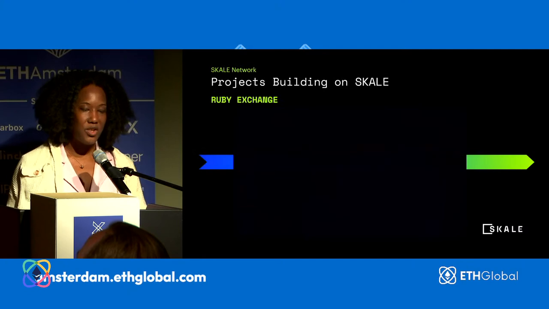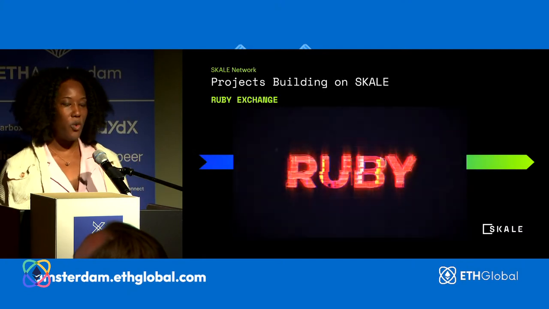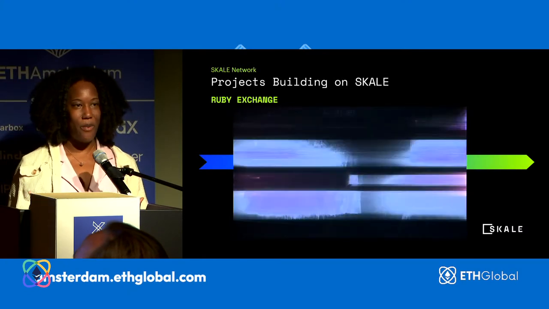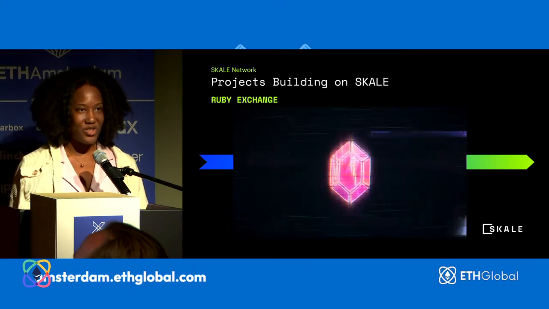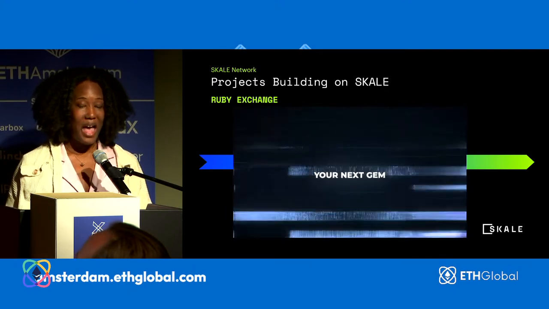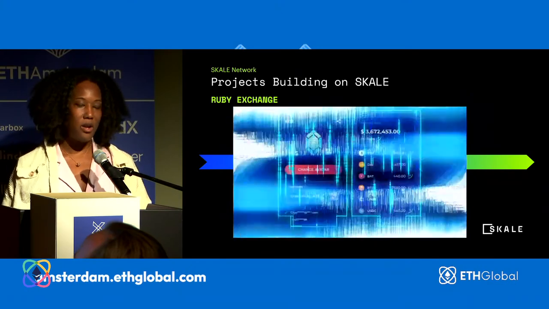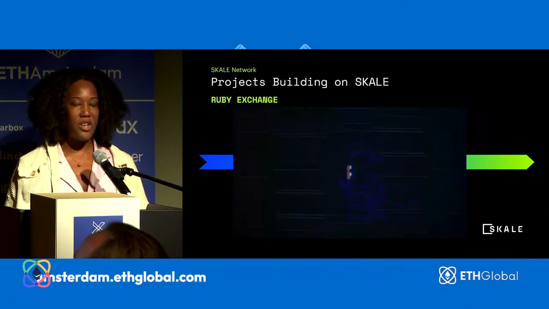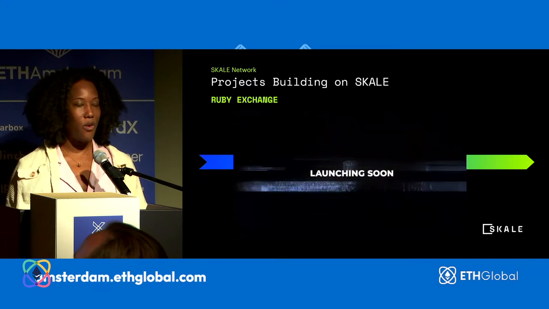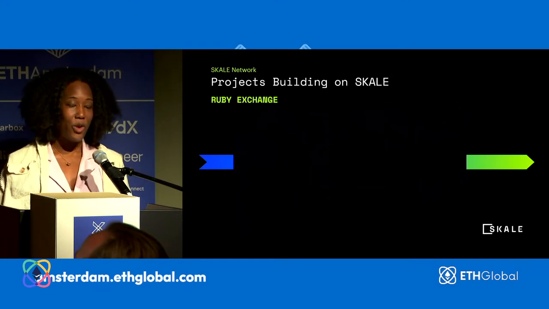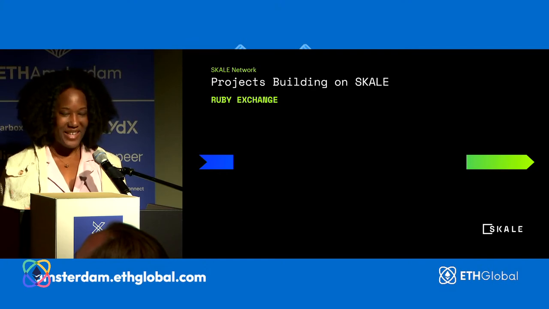Now, what are some applications that have developed on us? Well, Ruby Exchange is a really great partner of ours. It's going to be launching one of the first exchanges within Scale Network. And what's cool is that Liquidity Hub that I talked about, the organization, they're going to be at the forefront of that, making sure that you can bring liquidity in and out very seamlessly. They're really good with marketing, as you can see. That's one of their videos, very flashy, very amazing.